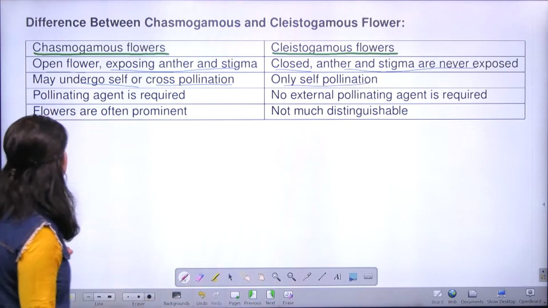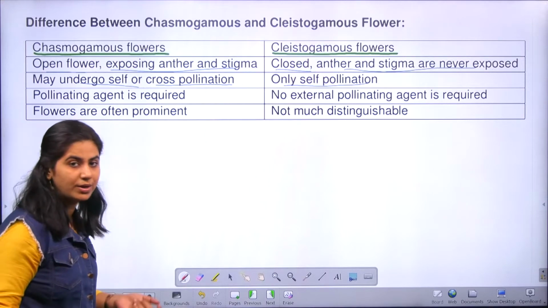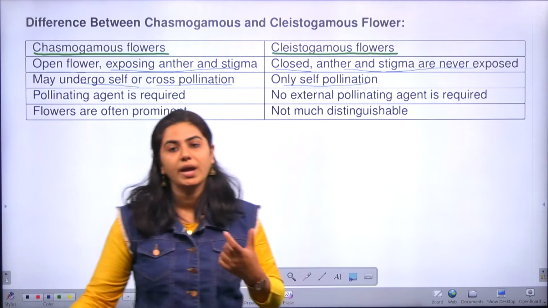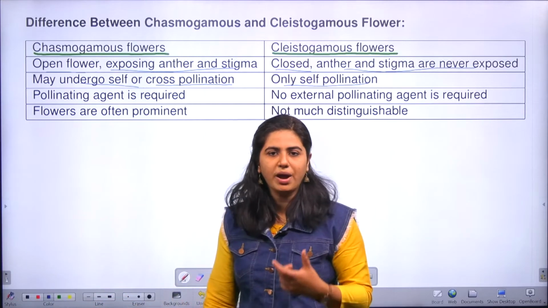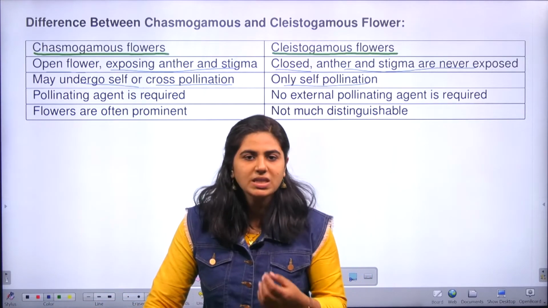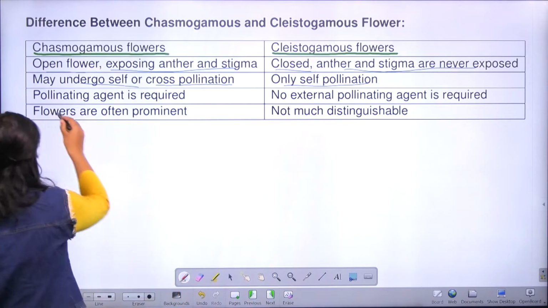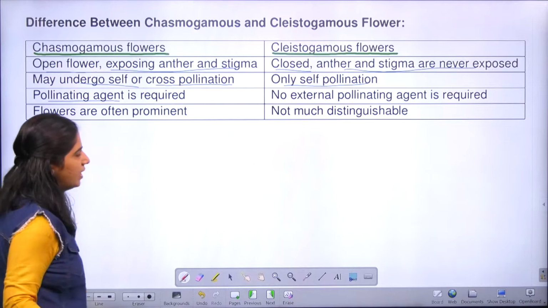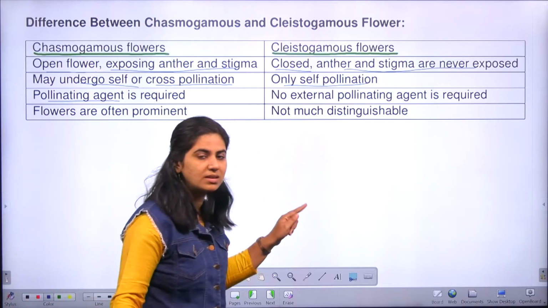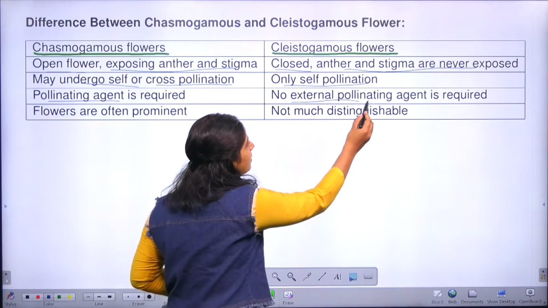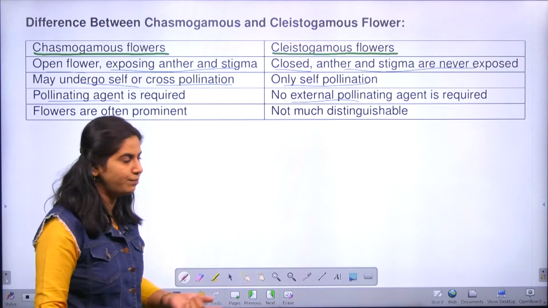And the next point is pollinating agents are required. We told that they may need biotic or abiotic pollinators. What do you mean by biotic and abiotic? Biotic means insects, abiotic means wind, water, something like that. So they need a pollinating agent. Here no external pollinating agent is needed, right? Because they are closed and they undergo self-pollination.